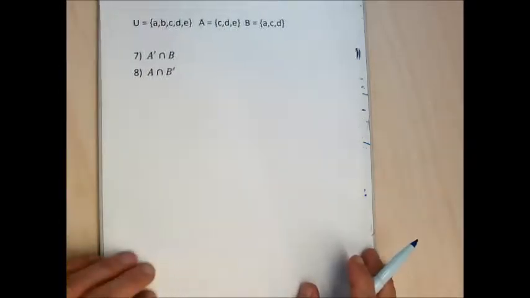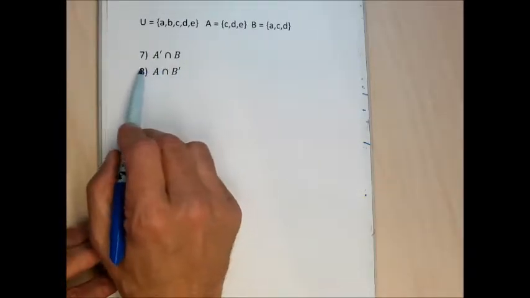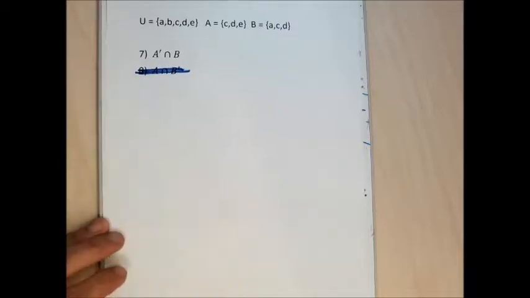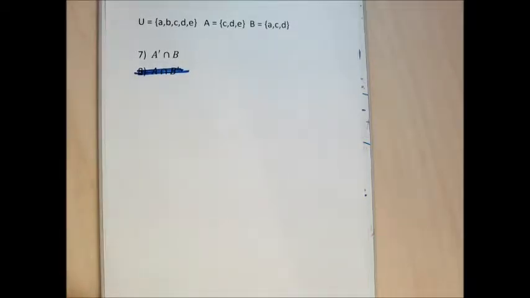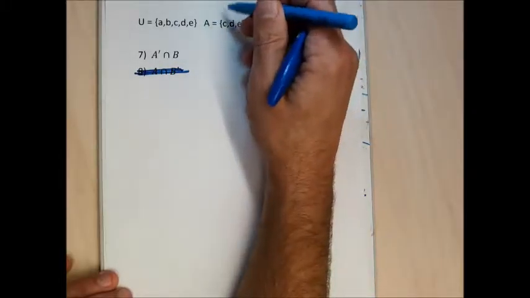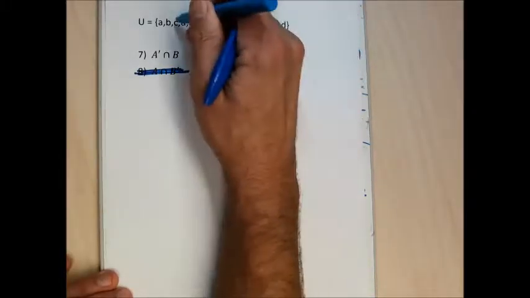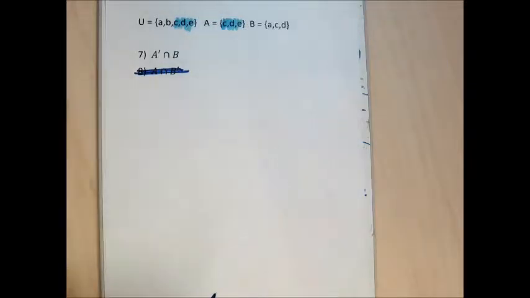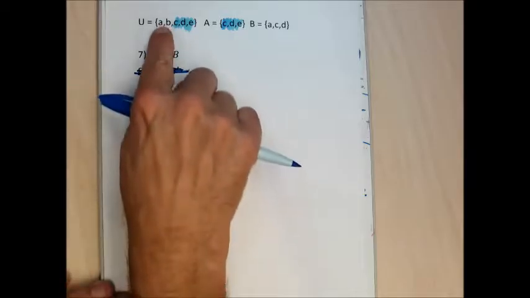All right, let me do 7 for you, even though you probably could do 7 without me. So if I was asked to do 7, first thing I need to do is the complement of A. I already know the complement of A, but I didn't leave it on this sheet. The complement of A is all the letters that are in the universal set that aren't in set A, which are the A and the B.